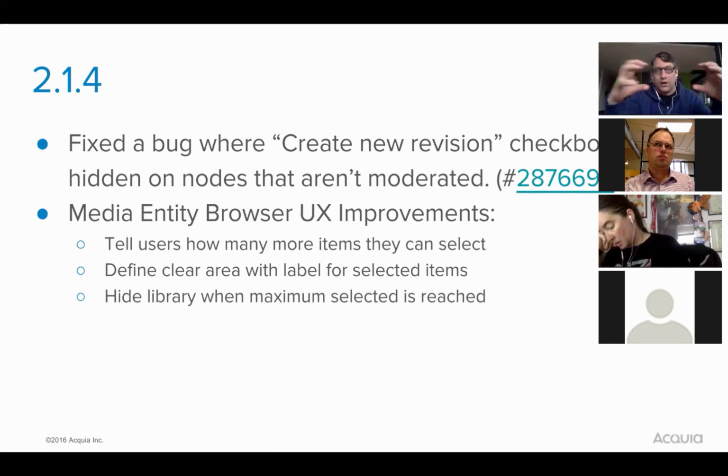We've also moved what's selected into its own very clear area that has a label that says this is what's selected. If you remove one of those from the selected items, your library shows back up and you can continue selecting things. So those are suggestions that came out of our quick UX meeting with Acquia's UX team.